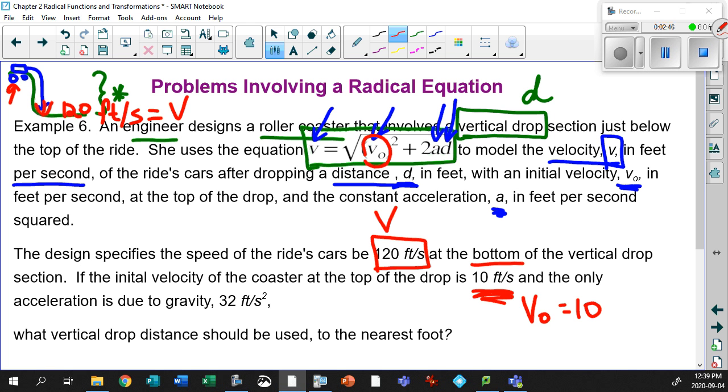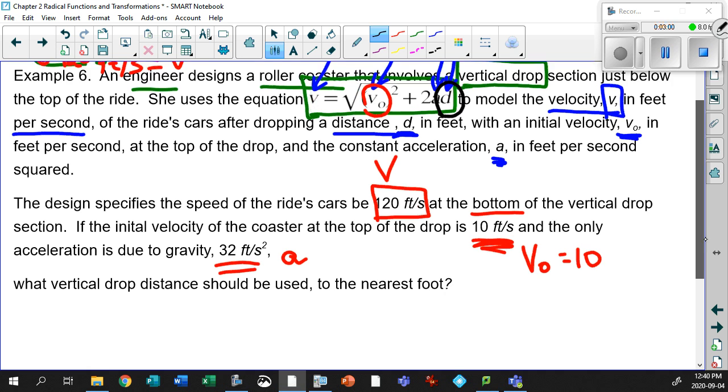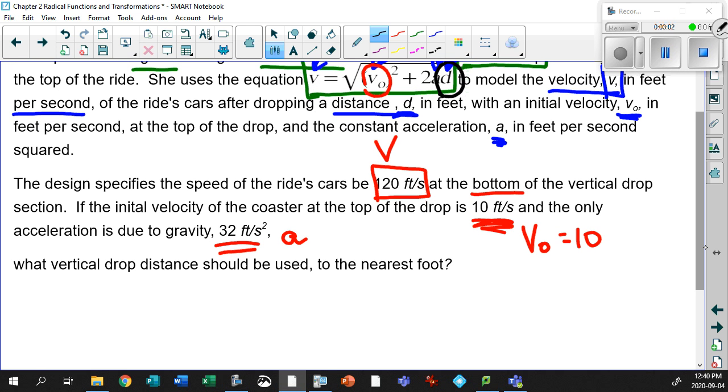And the acceleration due to gravity. Oh, there it is, there's the Canadian influence. There's the a. My question is, what's going to be the vertical drop, which is this d? Okay, that's not so bad. I can do this actually quite nicely algebraically. So look at the formula. v equals the square root, there's your radical, of v naught squared plus 2ad.